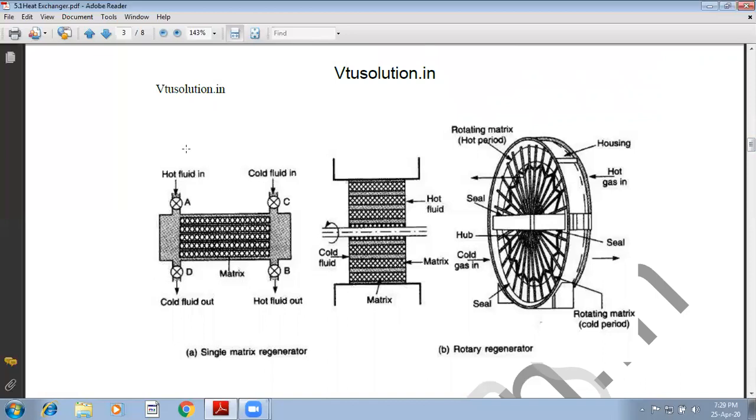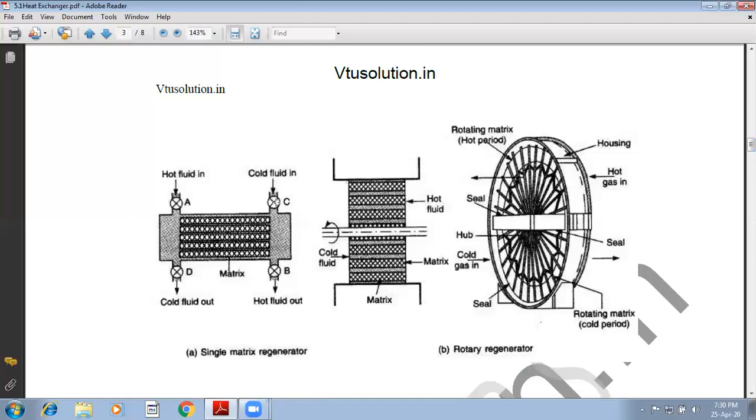Now when hot fluid comes, it will come in contact with this matrix. Then valve B is opened so that whatever fluid was there inside the matrix will flow out. Now the valve A as well as valve B both are closed.